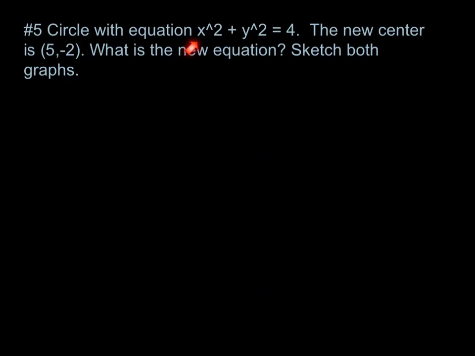You have a circle with this equation, x squared plus y squared equals 4. You should remember from Algebra 2 that this is actually r squared, which would imply that our radius here is 2. Make that note. And the new center, when the circle's been shifted, is 5, negative 2. The old center, when there were no values affecting x or y, was 0, 0, the origin. What is the new equation?